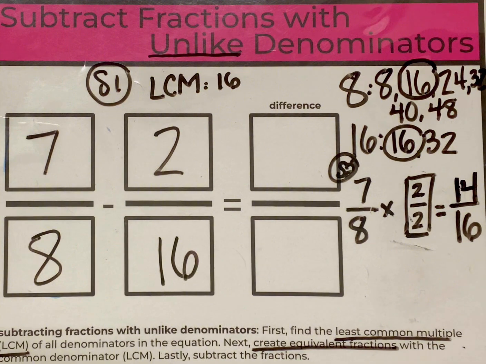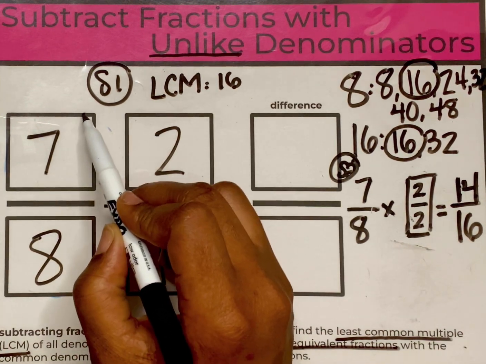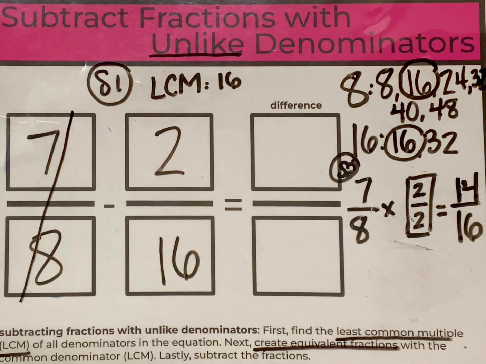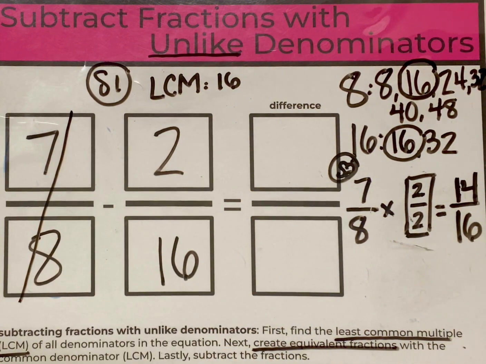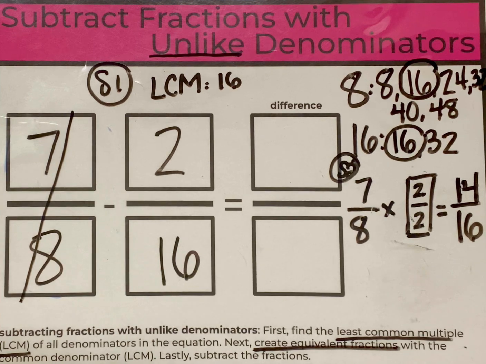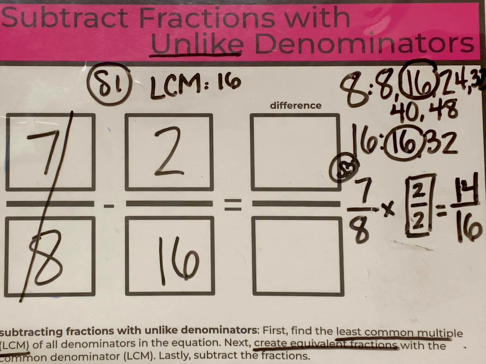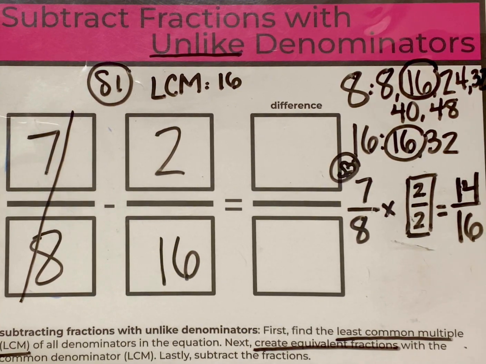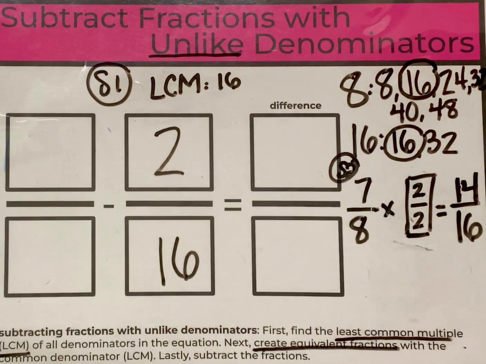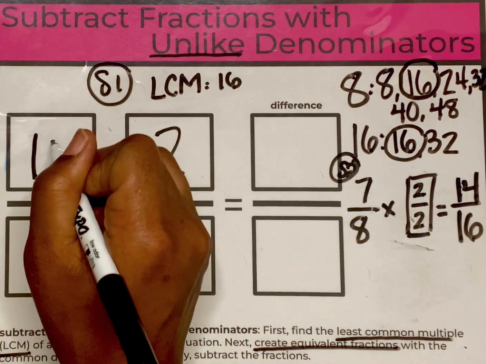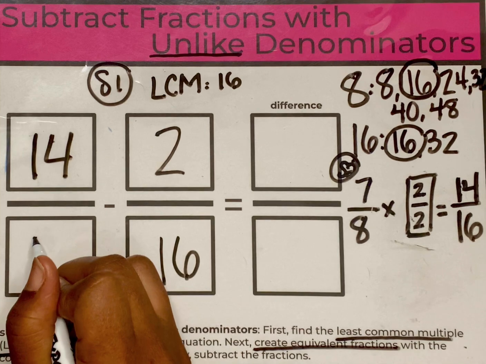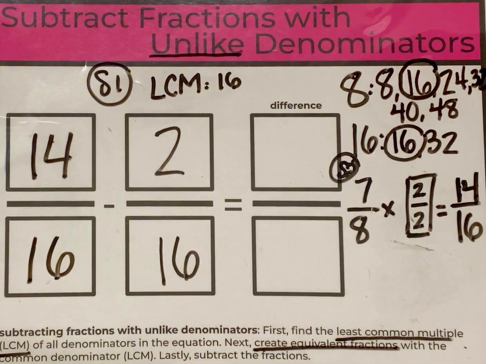Great. Now we've just completed step 2, which is to create our equivalent fraction that has 16ths as its denominator. So 7/8 is no longer what we are using. What are we now using? What fraction just replaced 7/8? Hopefully you said 14/16. Great.